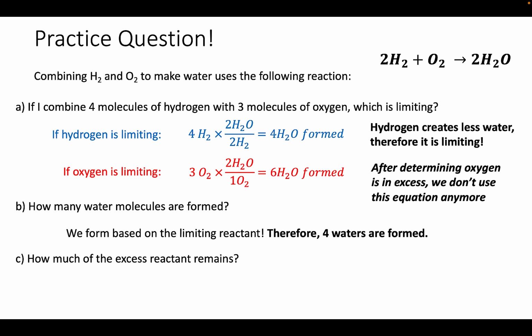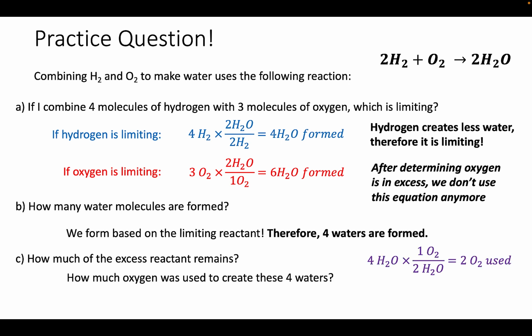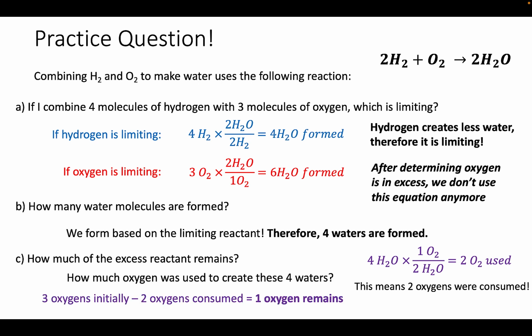And the last question is saying how much of the excess remains, and this is the oxygen. We want to know, once we use up all the oxygen that we need, how much is left behind? The first thing you need to figure out is how much oxygen we used to make these 4 waters. It takes 1 oxygen for 2 waters, so 2 oxygens were used. If we started with 3, that means 2 were consumed and 1 oxygen remains. That's the answer to how much of the excess reactant is going to remain.